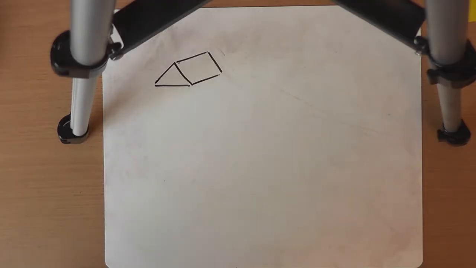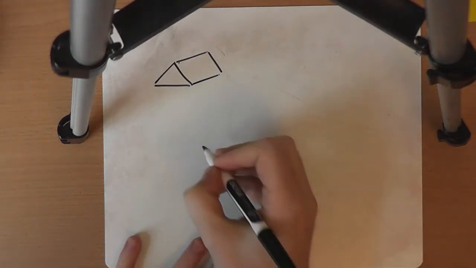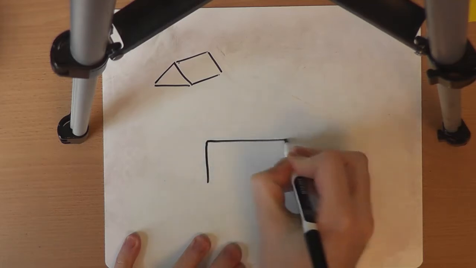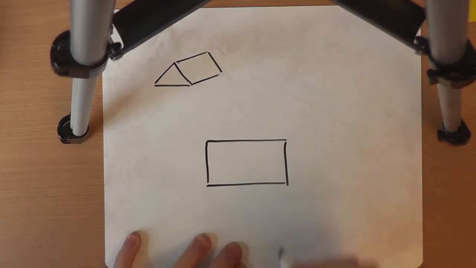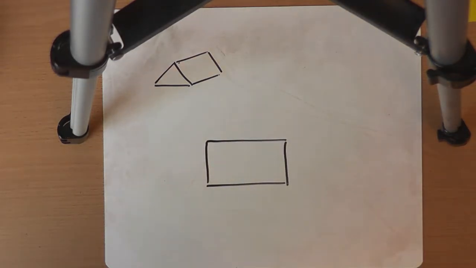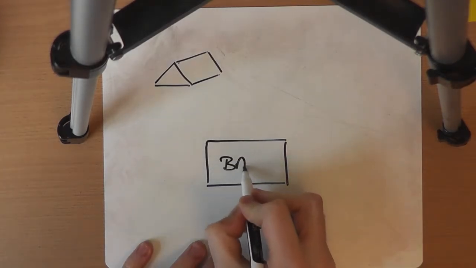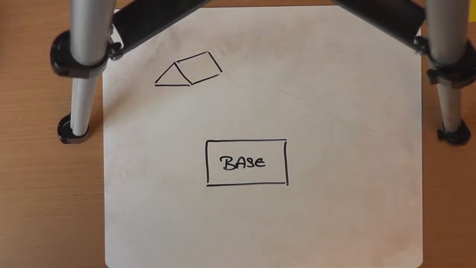If we think about a triangular prism and we're asked to draw the net, it's usually helpful when drawing a net to start with the base. So the base of a triangular prism, that's the bit that would sit on a table, say, if we put it in front of us, is a rectangle. We could even label that as the base if we wanted, just to make it really clear to us.